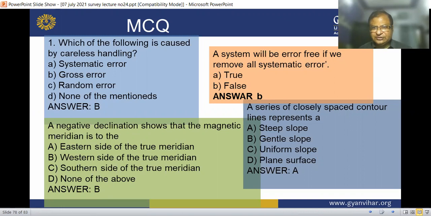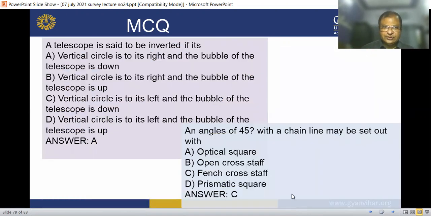And next question: a series of closely spaced contour lines represents what? The correct answer is A, steep slope. Now next question: a telescope is said to be inverted when it is in what position? The correct answer is A, vertical circle to the right, and the bubble is on the telescope's down side.